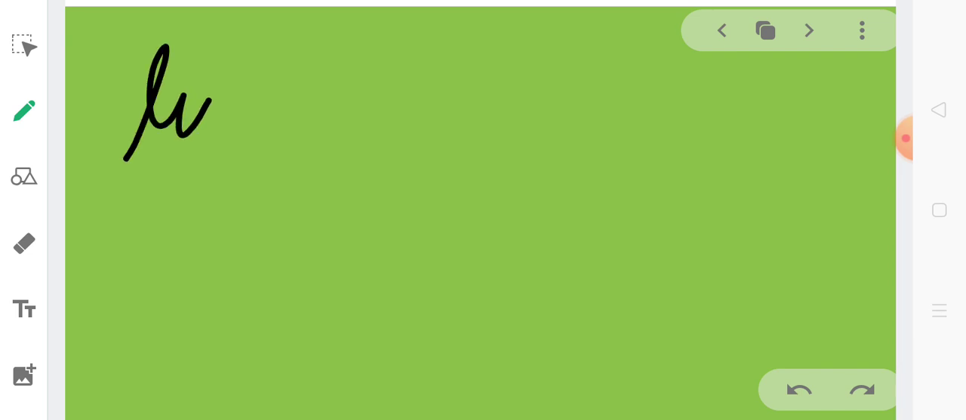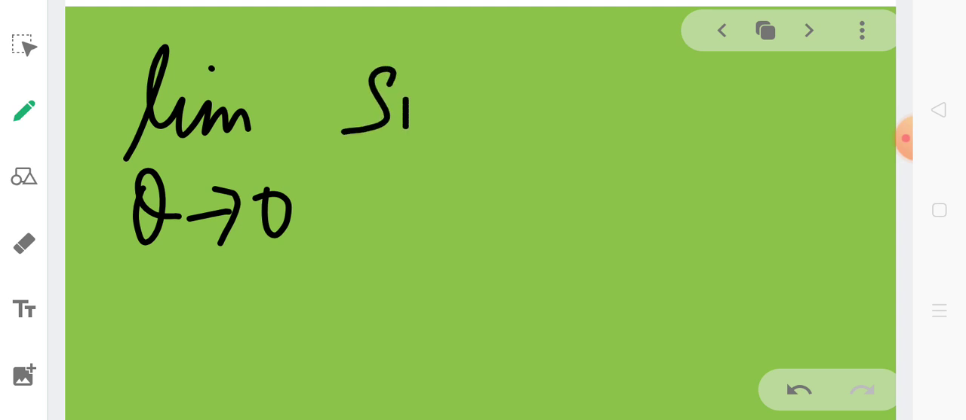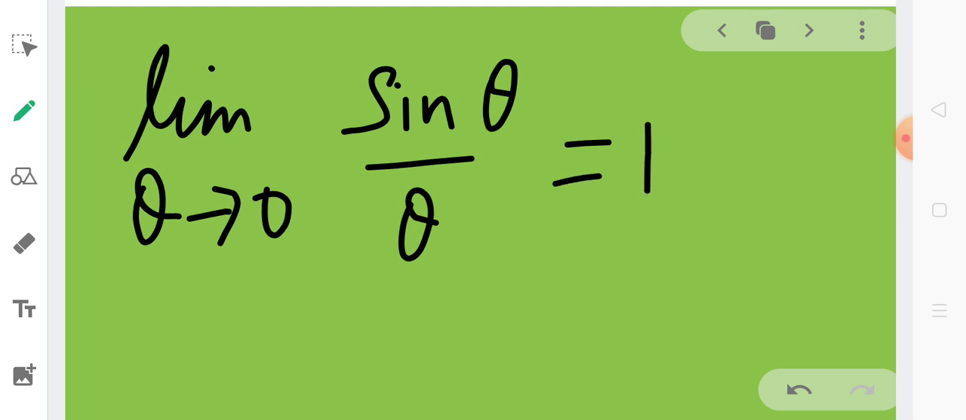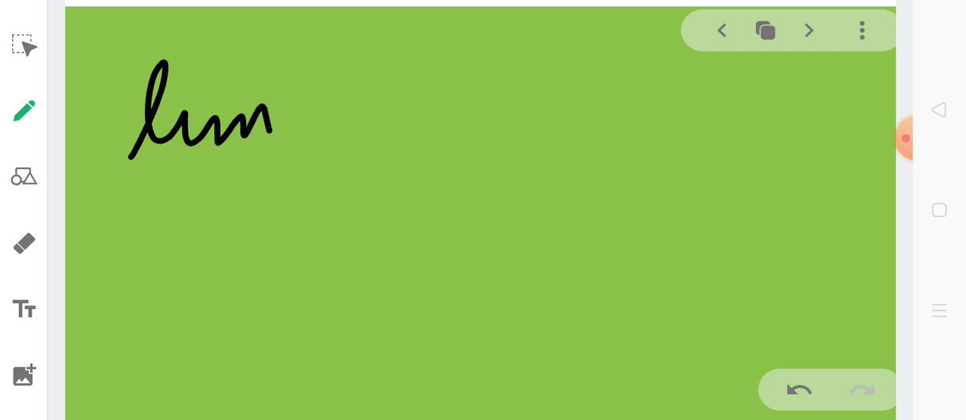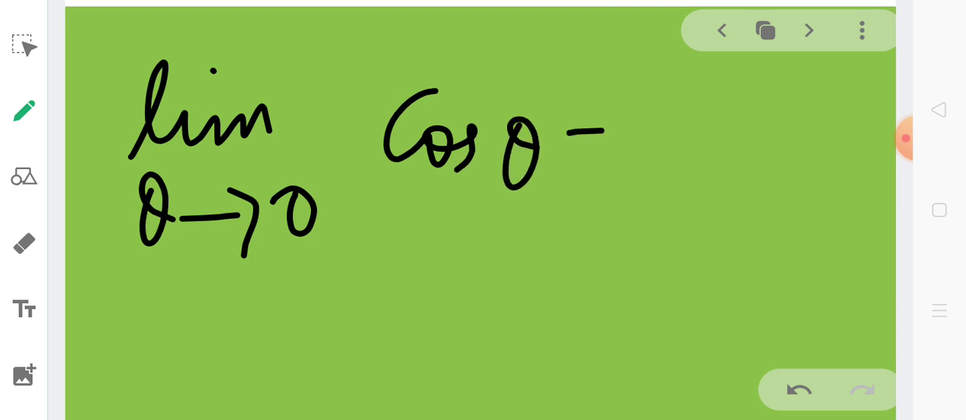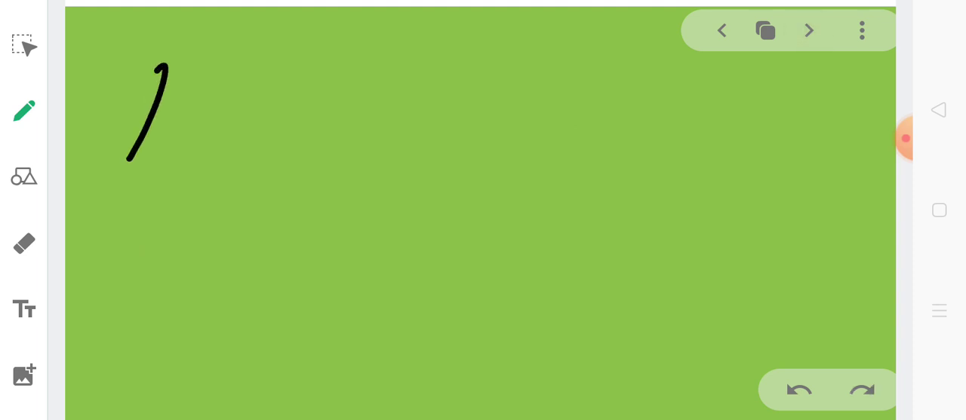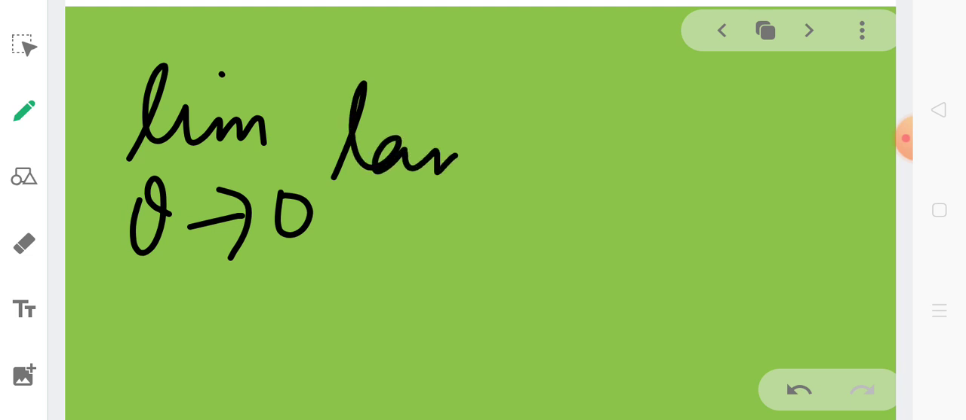Next, limit theta tending to 0, sin theta by theta is equal to 1. Third, limit theta tending to 0, cos theta is equal to 1. Next, limit theta tending to 0, tan theta is equal to theta. Again, theta is in radians.